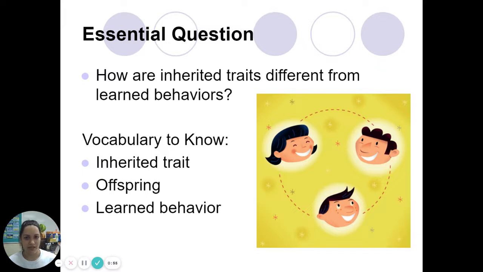Take a minute, pause the video, think about that. How are inherited traits different from learned behaviors? Or what even are inherited traits? What are they? Okay, so a few vocabulary words you need to know are inherited trait, offspring, and learned behavior. Those are a few of the things that we're going to be talking about throughout this PowerPoint.